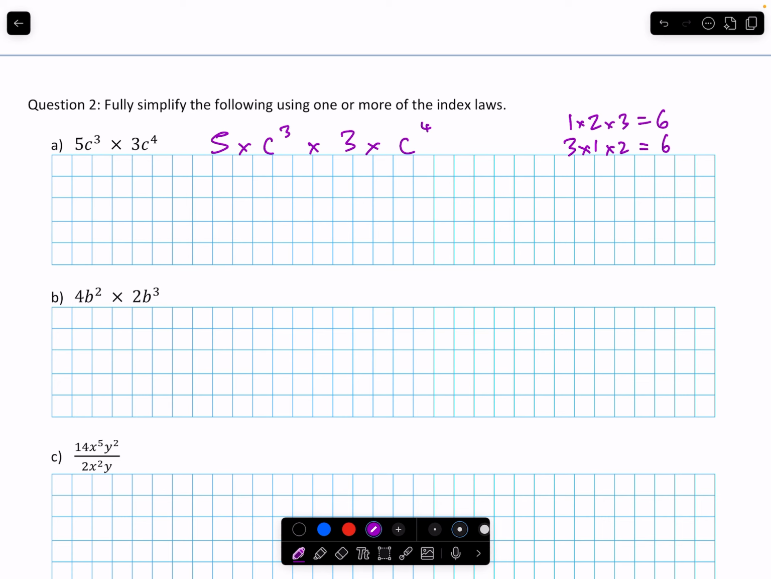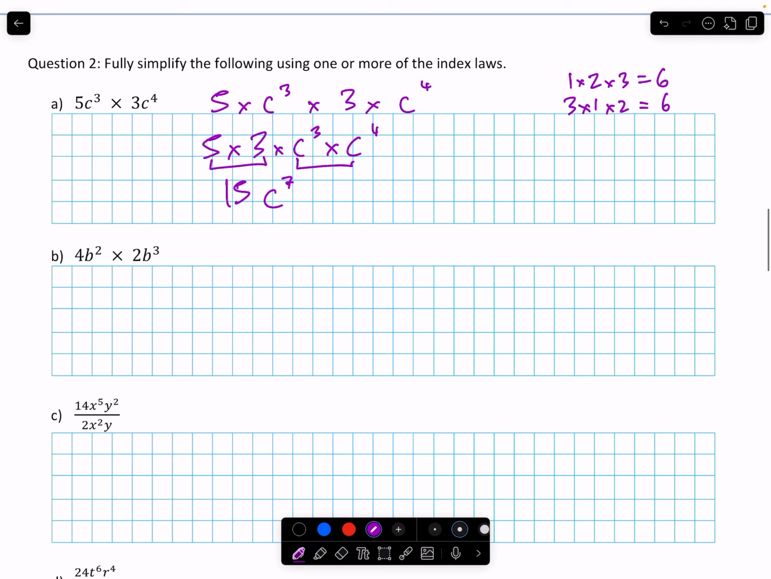So why is that useful? We can rearrange this to make it look a bit nicer, more organized. 5 and 3 are next to each other. So 5 times 3 is 15. That's easy to work out. Here we use the index laws. I've got the same base, timesing, so I add the powers. 3 plus 4 is going to be 7. So it's 15c to the 7.